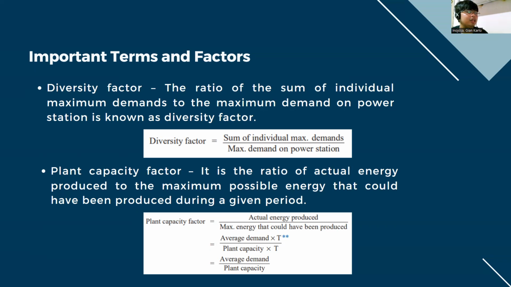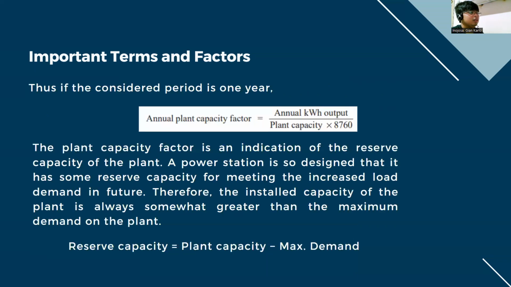So, paggamit naman natin uli is yung T. Average demand times T is divided by plant capacity times T. Also, average demand over plant capacity. Thus, if the considered period is 1 year, ang formula for annual plant capacity factor is equals to annual kilowatt-hour output over plant capacity times 8,760 hours. So the plant capacity factor is an indication of the reserve capacity of the plant.